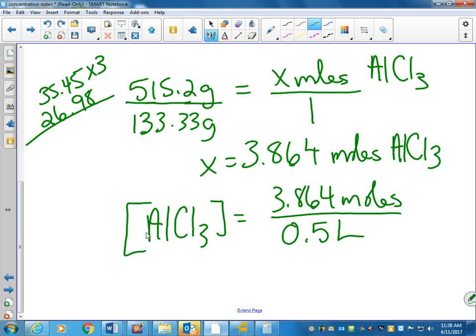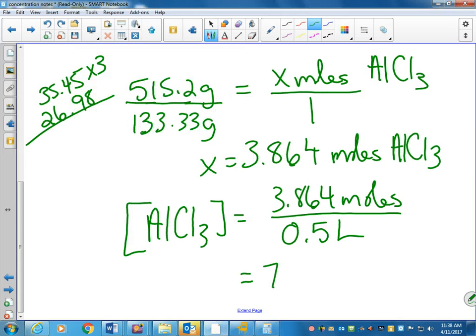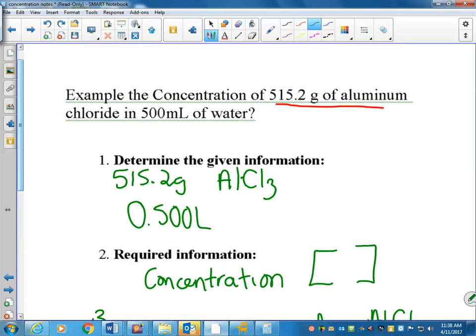Basically dividing by half is doubling it, so we divide by 0.5. Notice I carried all those decimals, and I get 7.728. And this is moles per liter, so I can write it as capital M, molar. How many sig figs though? If we go back up, 500 milliliters was only 1 sig fig there, right?